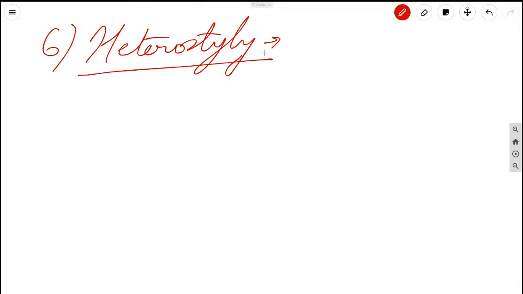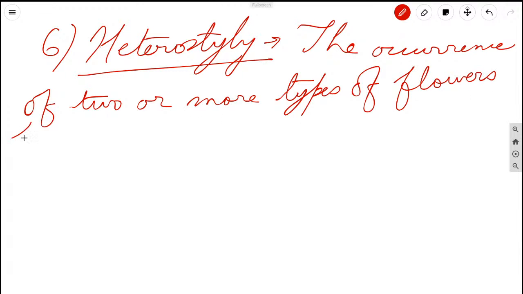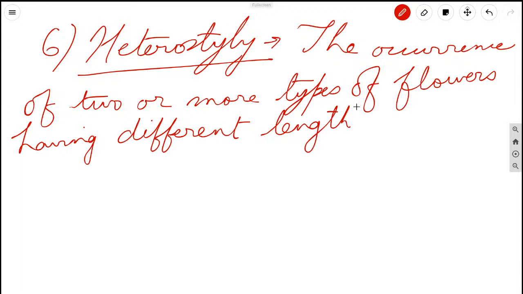Heterostyly. In this case, there is the occurrence of two or more types of flowers which have different lengths of styles and stamens.